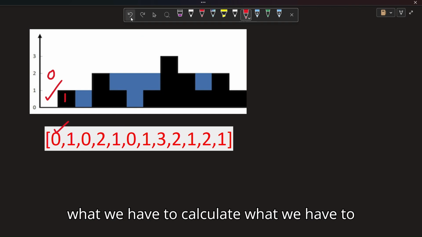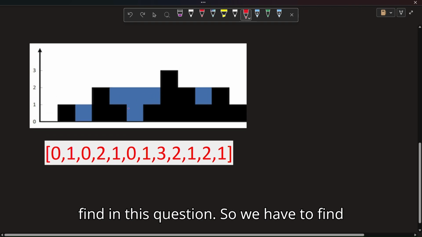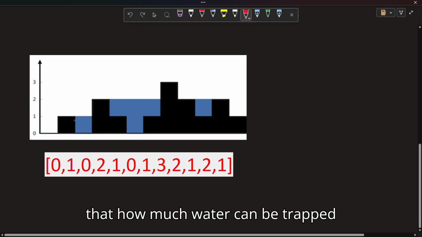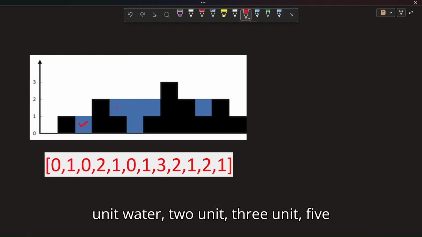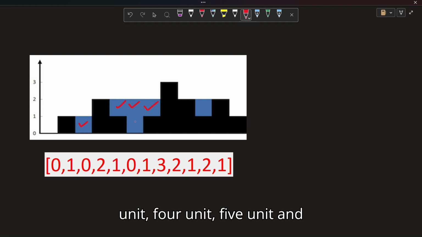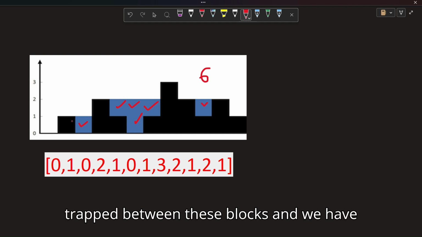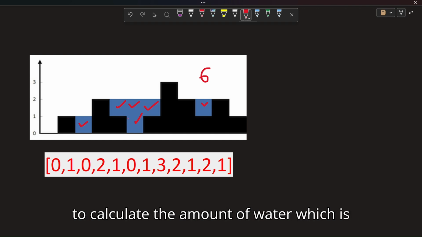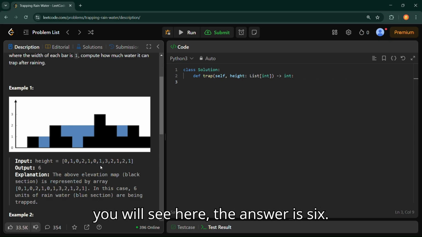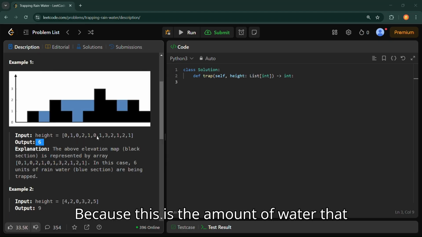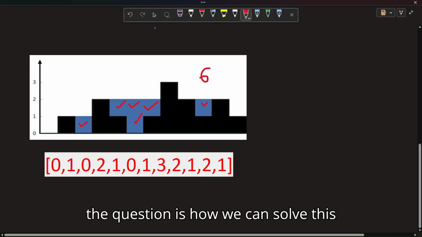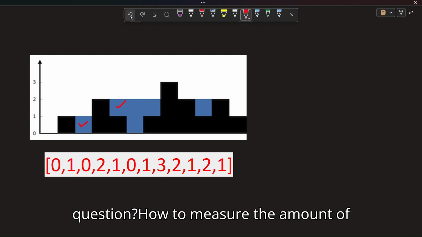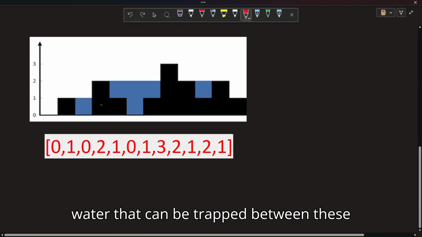So now what do we have to find in this question? We have to find how much water can be trapped between these buildings or blocks. If you see here, there is 1 unit of water, 2 units, 3 units, 4 units, 5 units, and 6 units. So a total of 6 units of water is trapped between these blocks, and we have to calculate the amount of water trapped between these buildings. So the answer is 6. Now the question is how we can solve this, how to measure the amount of water that can be trapped between these buildings.